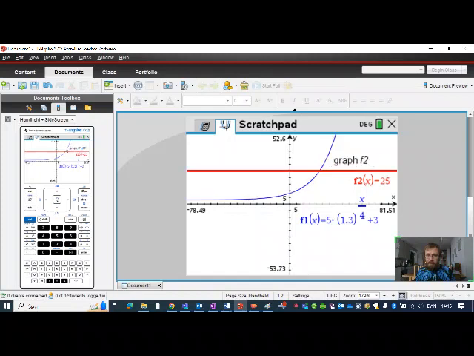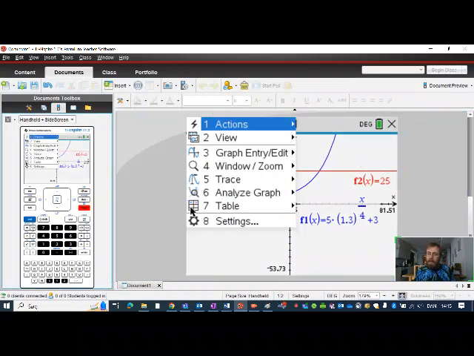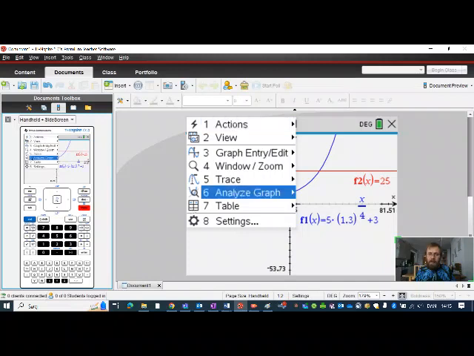Then all I got to do is look at this and go, well, when is this graph, this blue one, the same as this red graph? It's pretty obvious. It's here where they cross. That's when they're equal to the same thing.